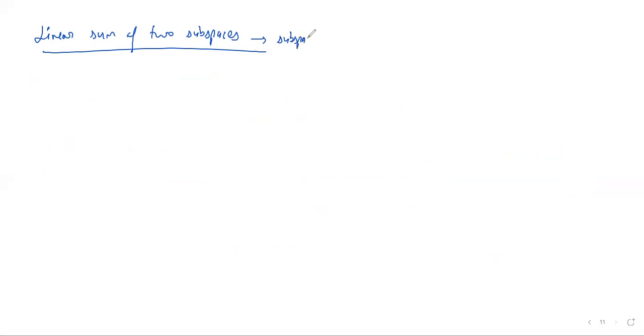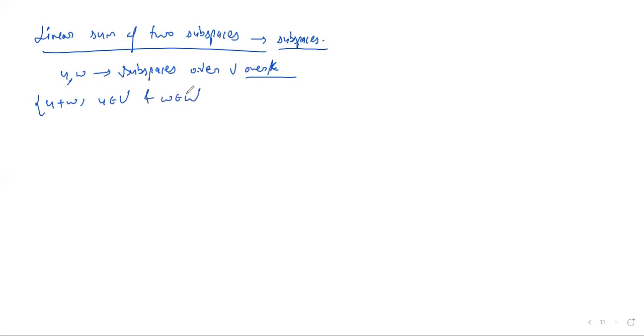Now let's see the topic of the linear sum of two subspaces. Actually, the linear sum of two subspaces forms a subspace. How? Let's see. Say I have two subspaces, U and W, which are subspaces of a vector space V over F, the field of scalars, whether you call it K or F, whatever it is. The linear sum of these two subspaces we define as U plus W, the set of u plus w where u belongs to U and w belongs to W. This is said to be the linear sum of two subspaces.